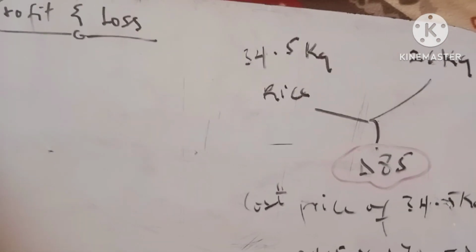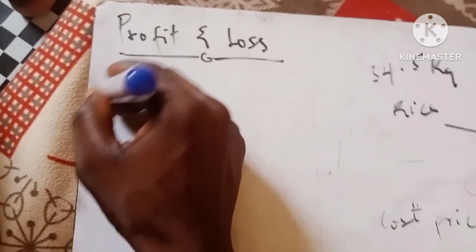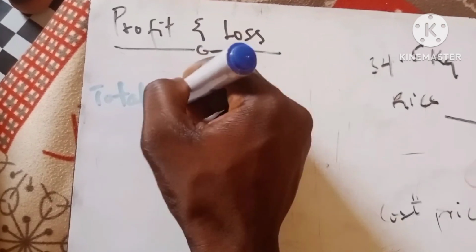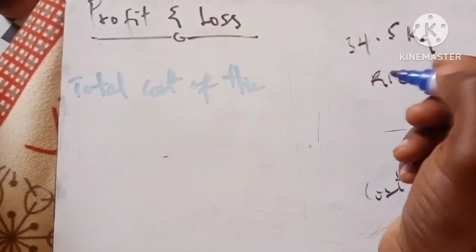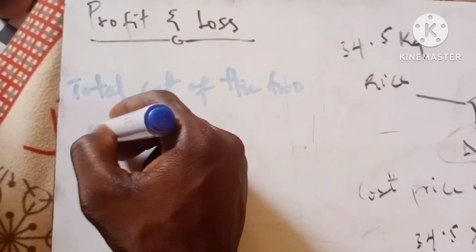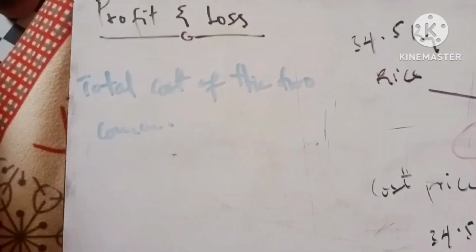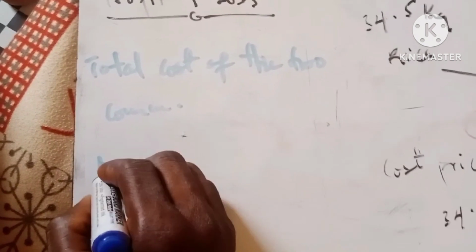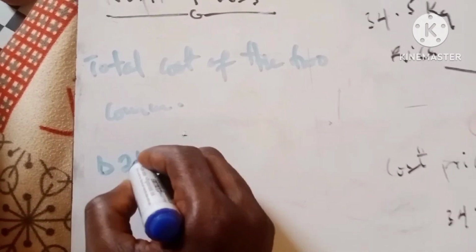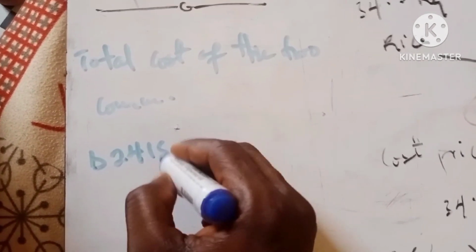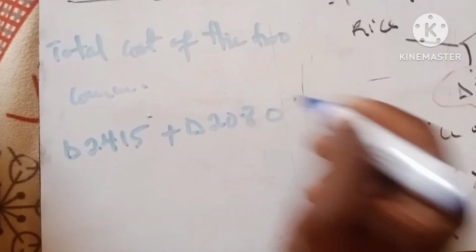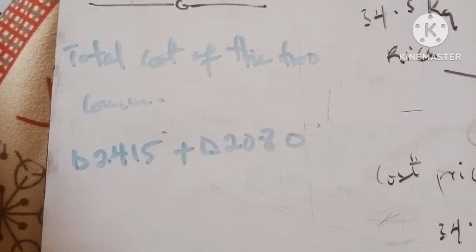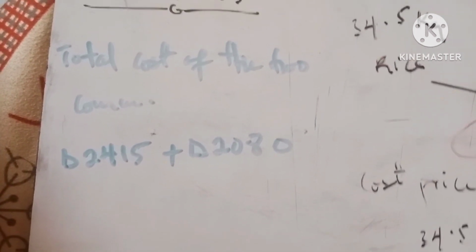So let's determine the cost of that mixture. That's the total cost of the two commodities, right? So the total cost of the two commodities, that is going to be D2415 and then plus D2080, right? Are you there? Okay, perfect.